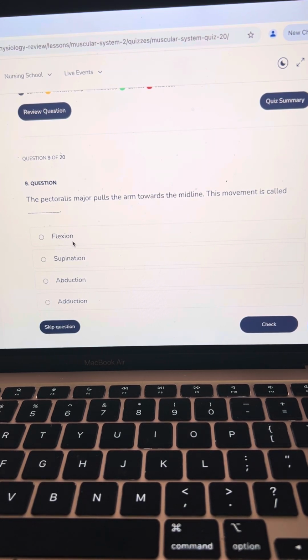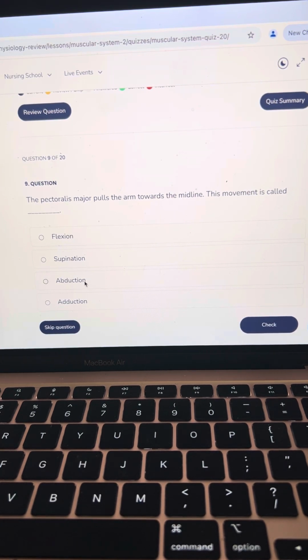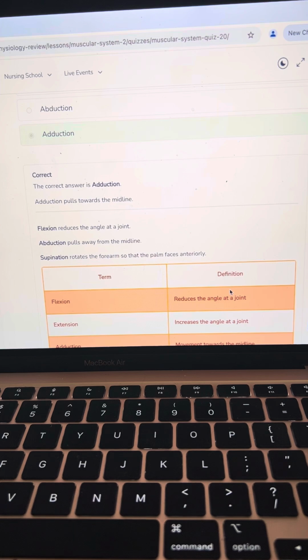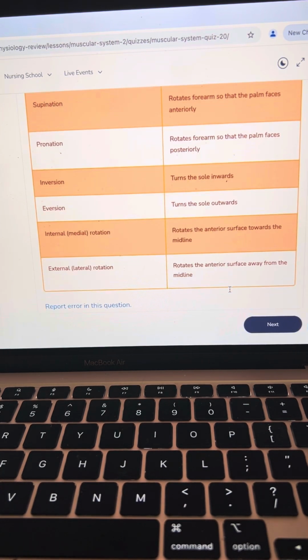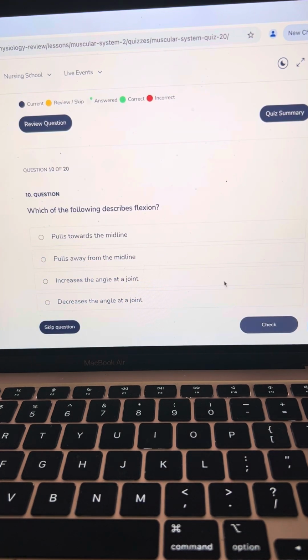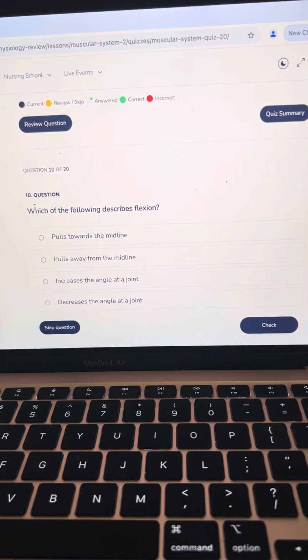Okay, so is that flexion? No. Supination? No. Abduction? It's pulling towards. Adduction. That's how I remember towards. And it's adding to the body, right? So that's my little trick. And there it is. Bingo. And there's your explanation. Just make sure you pause it and take notes, right? You want to memorize it.